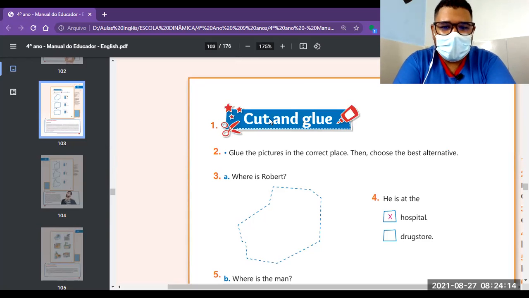Ok? Então, nós temos where is Roberto, where is the man, e many others questions about the pictures.